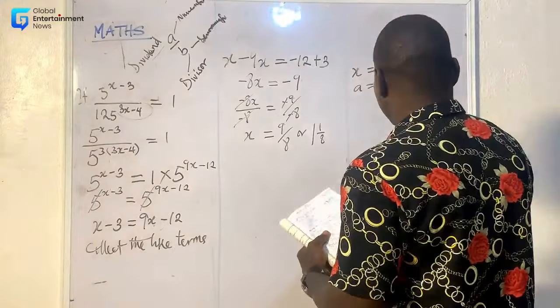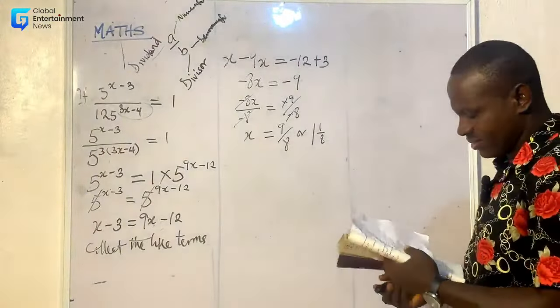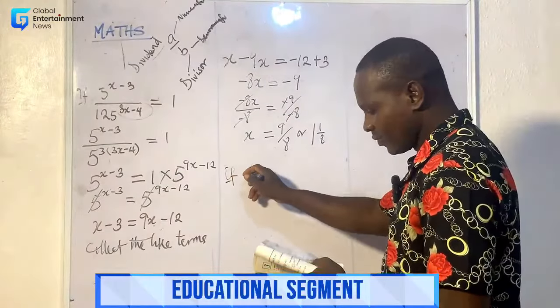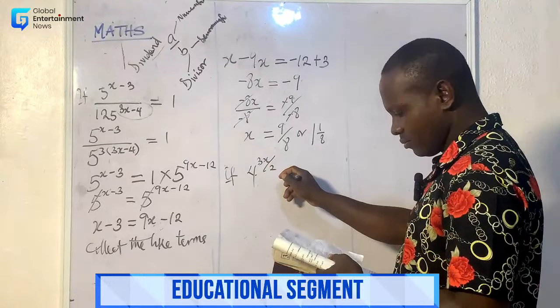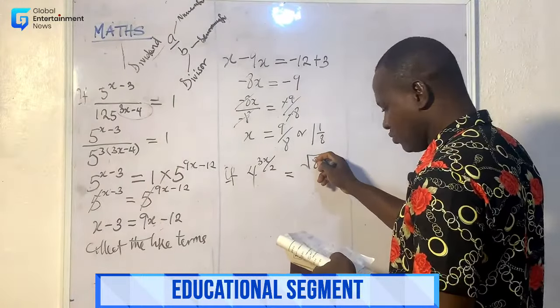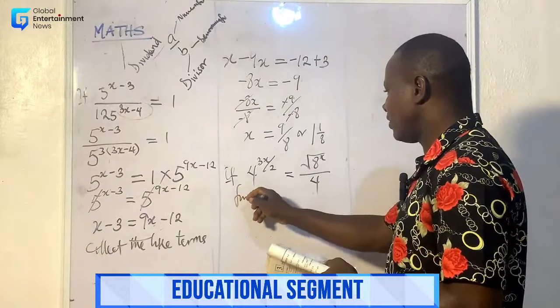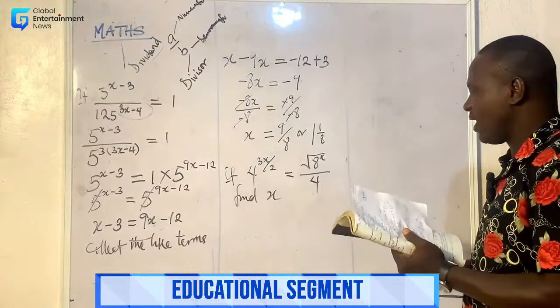Because of time, let's quickly solve the second question. The second question says, if 4 raised to power 3x over 2 is equal to the root of 8 raised to power x all over 4. The question now says we should find x.